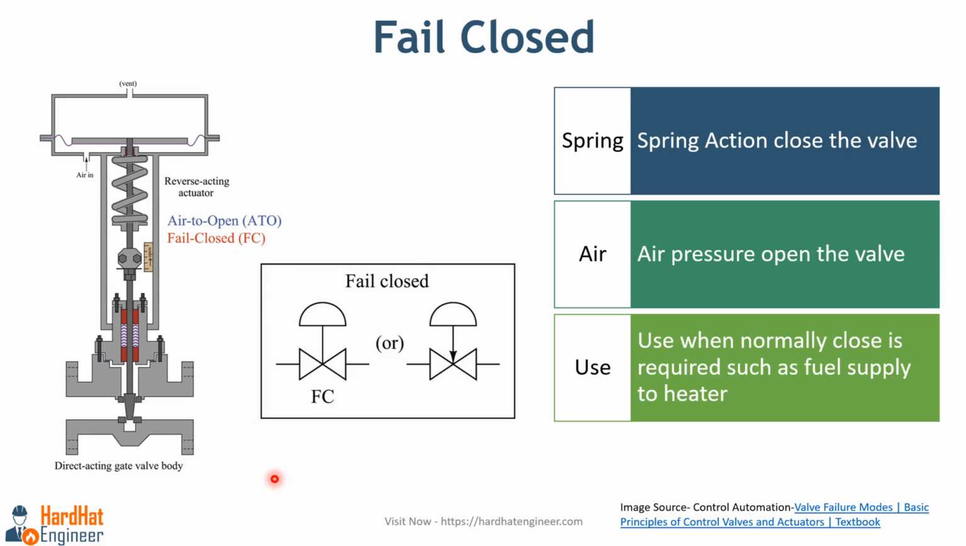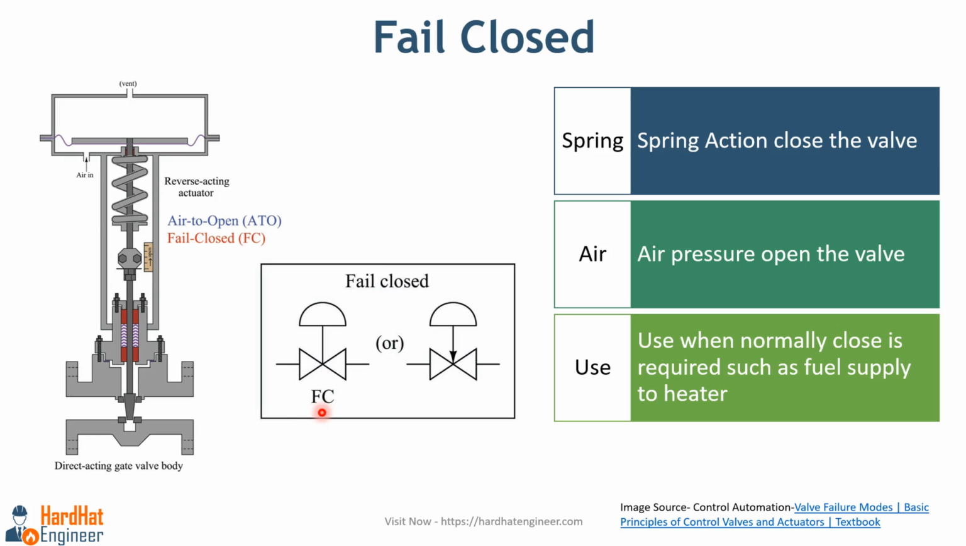Next is the fail close mode. In this case, if the valve loses power or the control signal, it will automatically move to the fully closed position. Look at this image. It shows a reverse acting actuator with a direct acting valve. In this setup, the spring force keeps the valve closed. This is a different type of actuator compared to the one in the fail open slide. You can see the P&ID symbol for this type of control in the image.